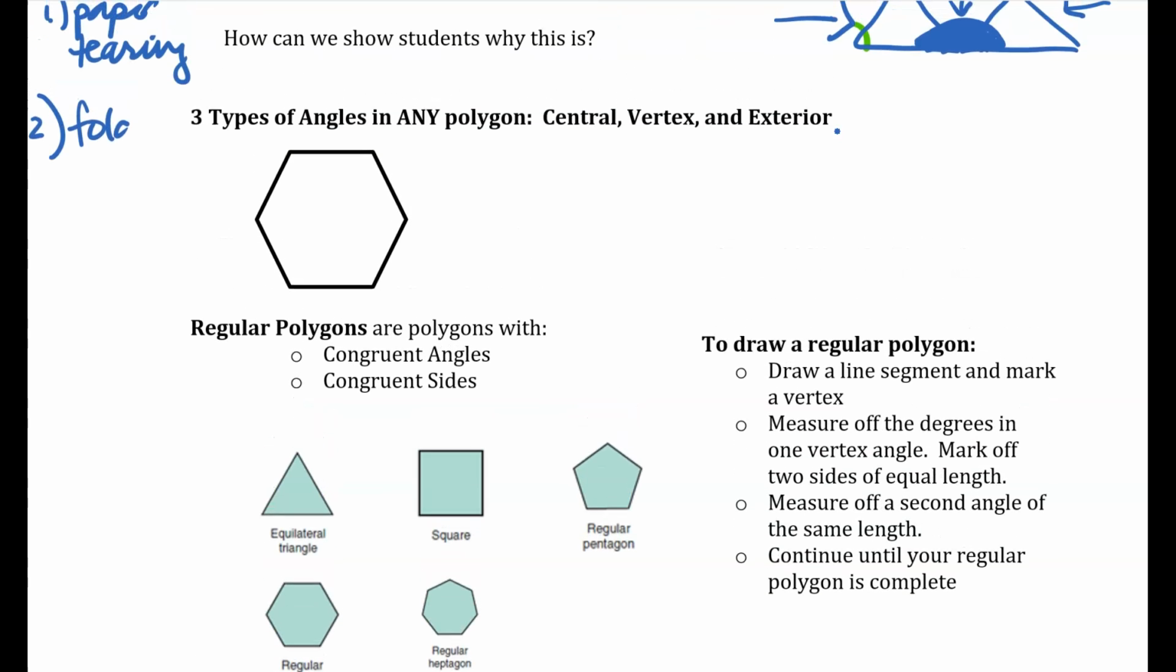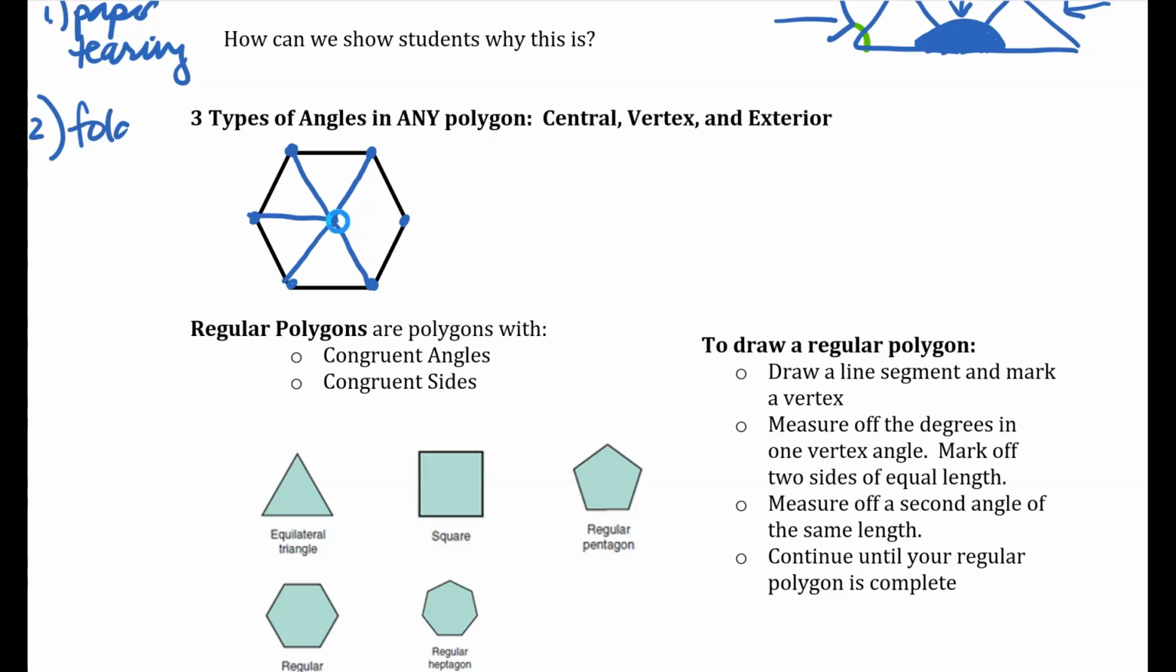And so every polygon has three types of angles: central, vertex, and exterior. And it's important that you know how to locate these. So a central angle is formed when you create a center and you connect the center to the vertices. So the vertices are the points where the line segments meet on the polygon. And you take your center and you connect your center to each one of those vertices.